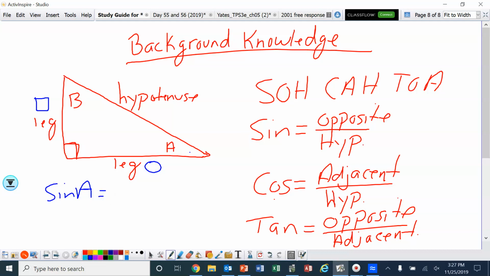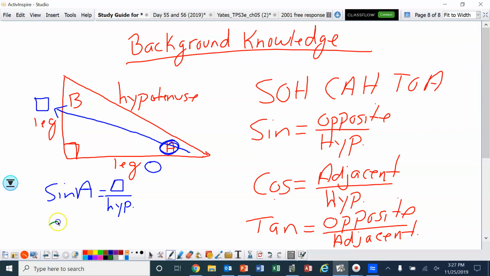Well, opposite of A is what's across from it. So that would be whatever that box is over the hypotenuse. I'm being silly. So over the hypotenuse, whatever that might be. So sine is the opposite side of this angle, which is the box, whatever that might be. It's going to be a number over the hypotenuse, whatever that number is. Okay, we don't have numbers right now.